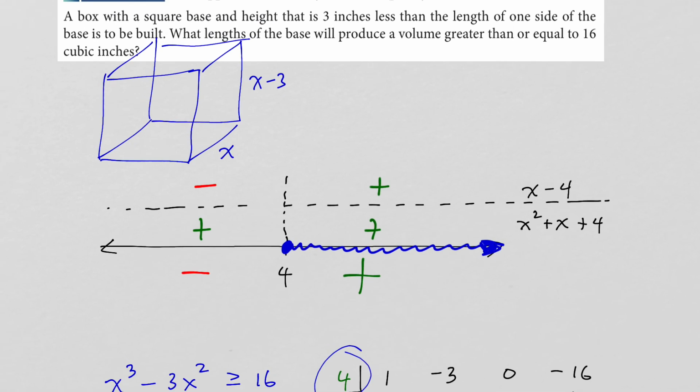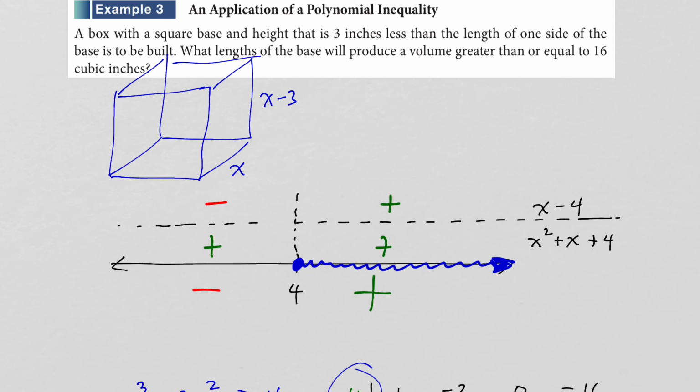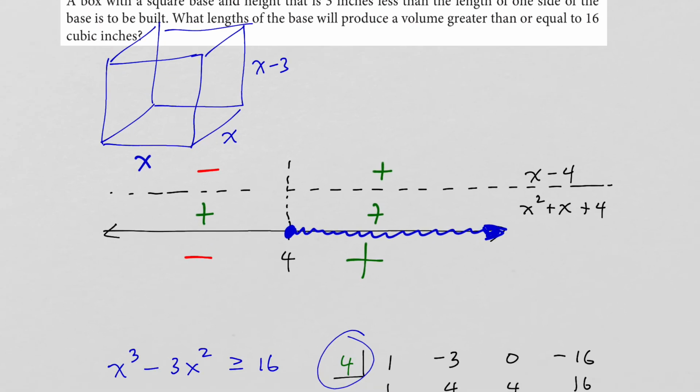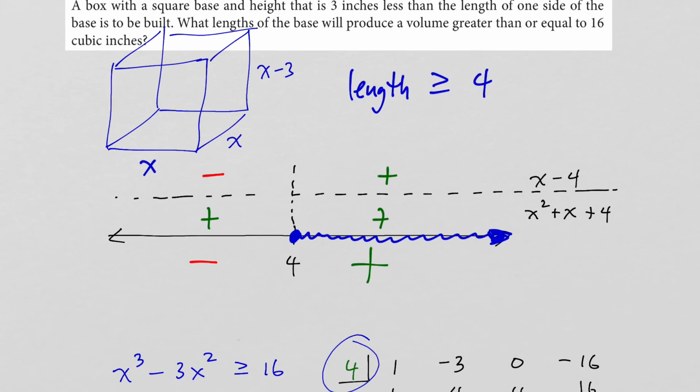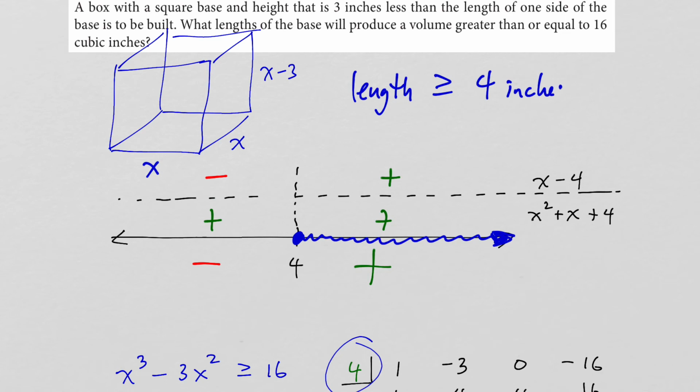So what does that mean in the end? It says, what lengths of the base will produce a volume greater than or equal to 16? Well, remember, the base was the x and the x. So we know that the length of the base has to be greater than or equal to 4 inches.